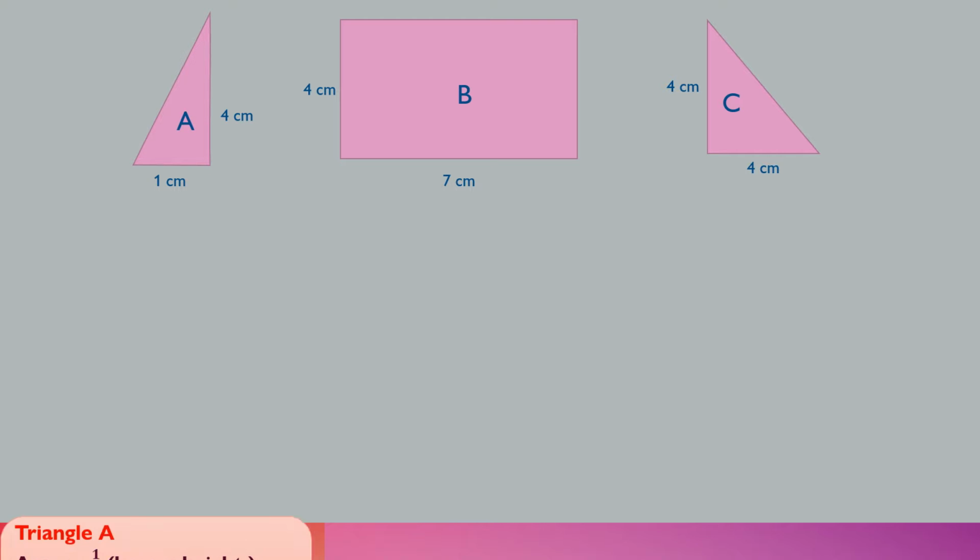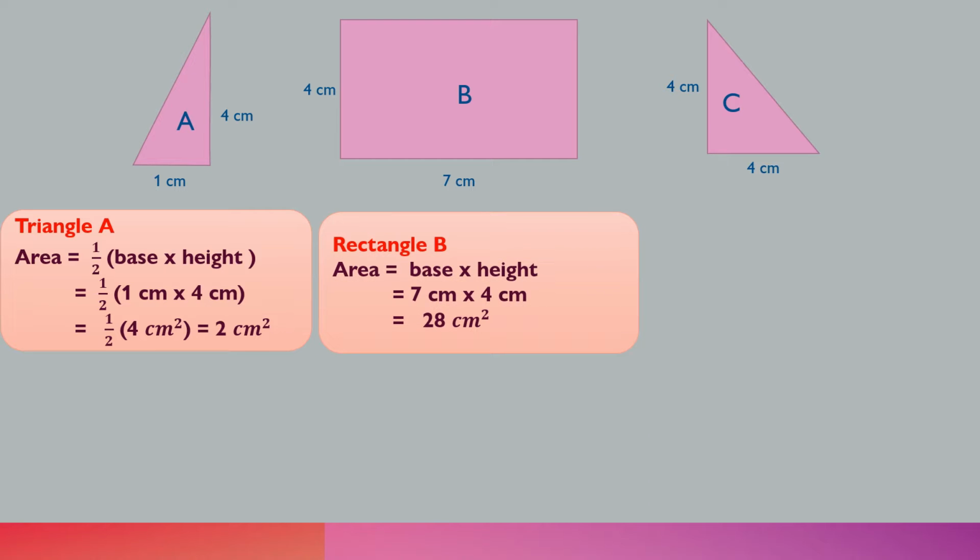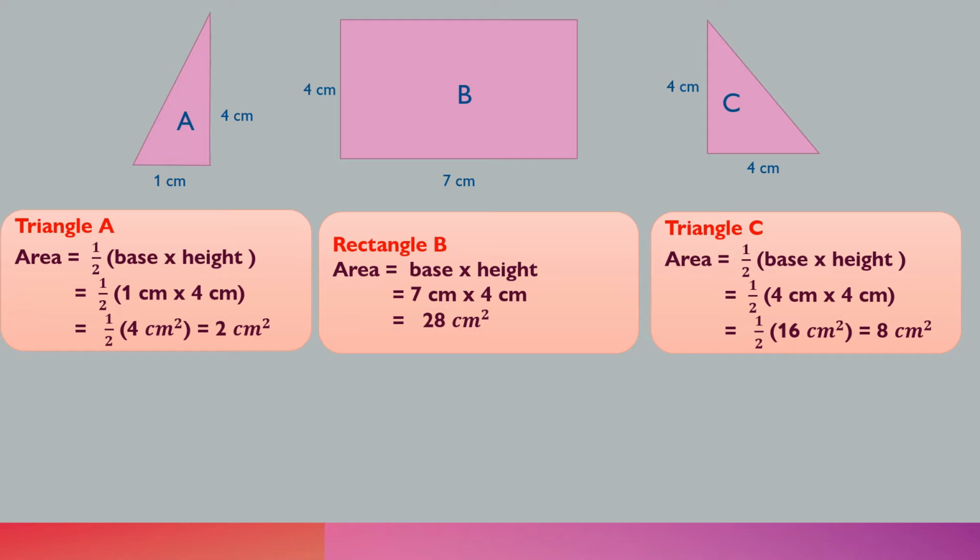So for triangle A, my area will be 2 centimeters square, which I have calculated by multiplying the base and the height and then dividing the answer by 2. Similarly, I'll find the area of the rectangle B by simply multiplying the base and the height, which will give me 28 centimeters squared. And the area of triangle C will be 8 centimeters squared, which will be calculated by simply multiplying the base with the height and then dividing the answer by 2.